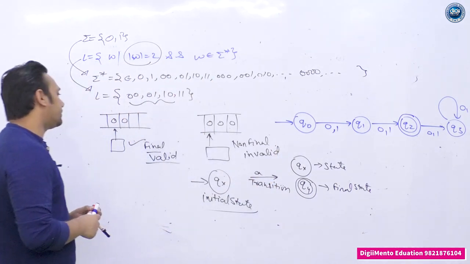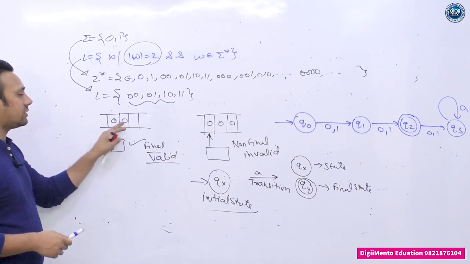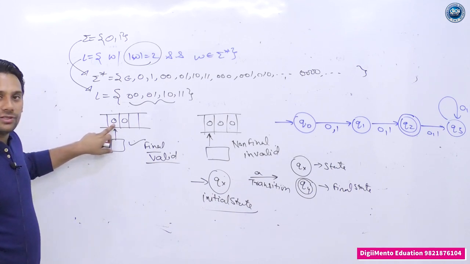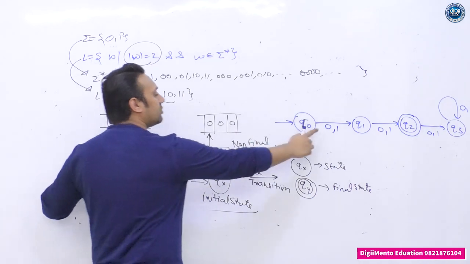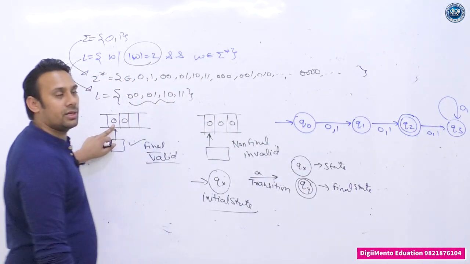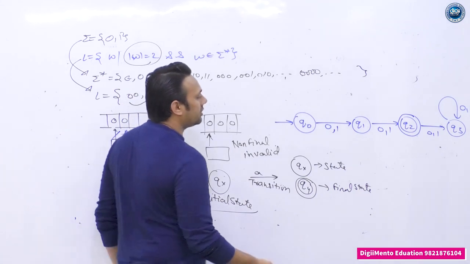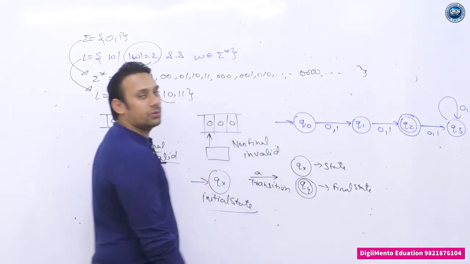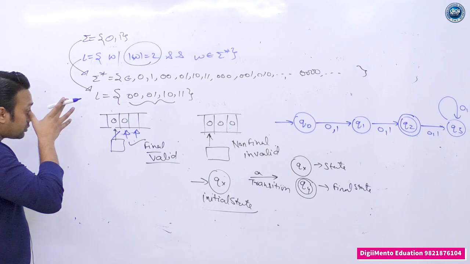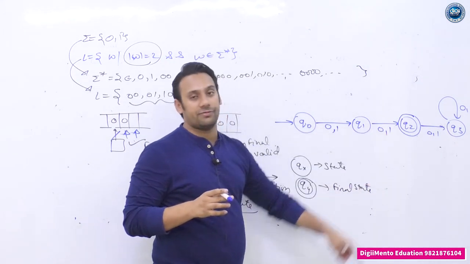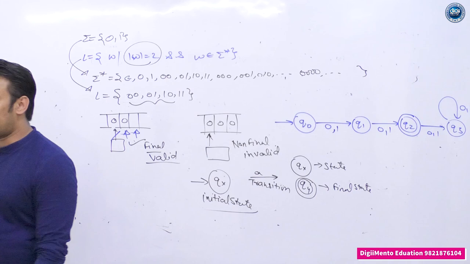Now how will this work? See, if I load a string here on this tape, for example the string is 0 and 0, that means after reading the first 0, I am going from the initial state Q0 to one more state which is Q1. That is, by reading the first 0 you went from Q0 to Q1. Now, after reading this second 0, you are going from Q1 to Q2. And after that, the string is finished. So when your string is finished, then you are now at a final state. Now you are at a final state, that means this is a valid string.